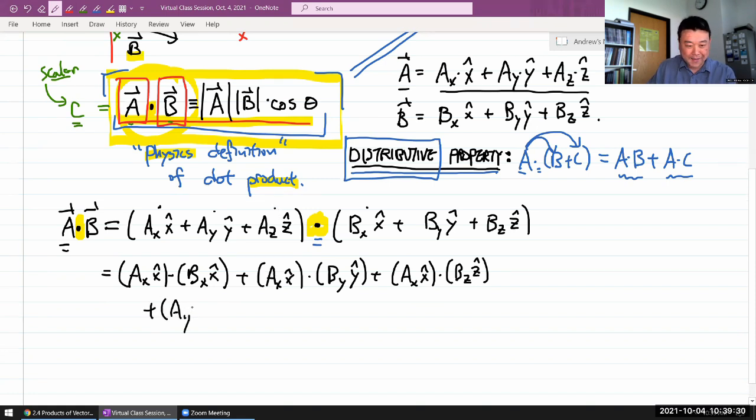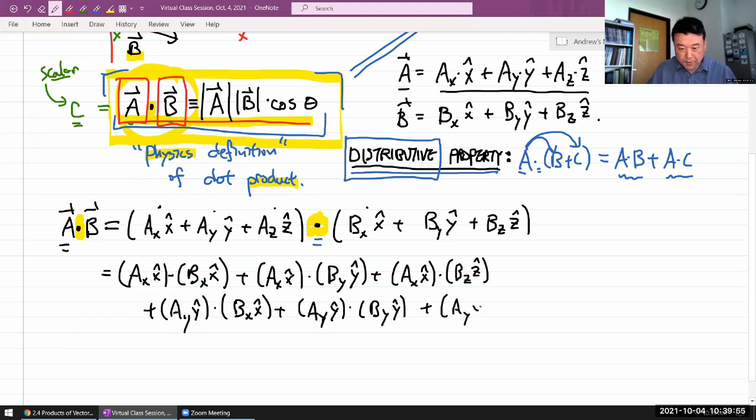Ay ŷ. Many of them will go to 0, but I think it's instructive to see all the terms, even the ones that will go to 0. Because I think if you have never seen the terms that vanish, then you haven't had a chance to learn why they vanish. Okay, plus ŷ times bt t̂. Okay, one more, and we'll be done.